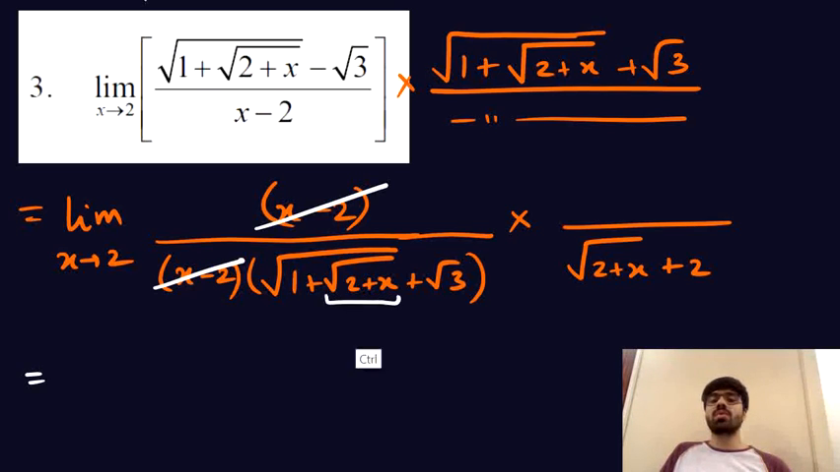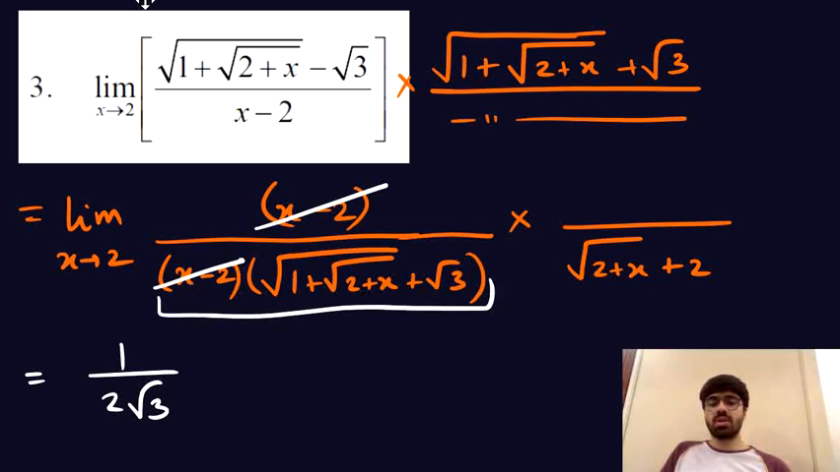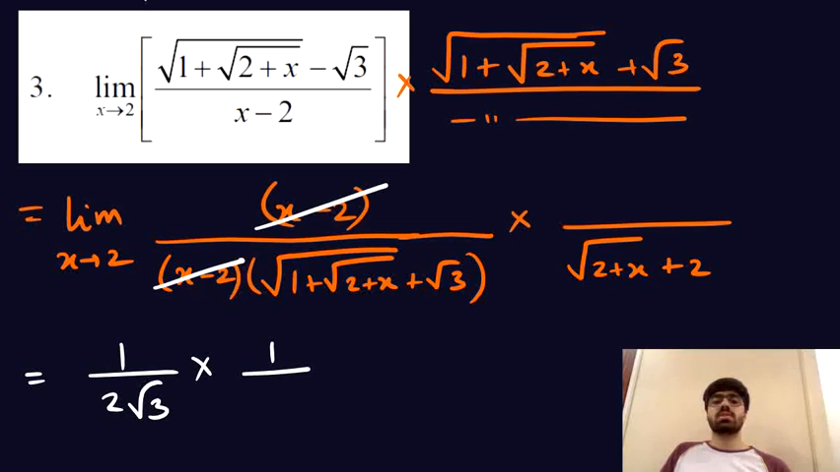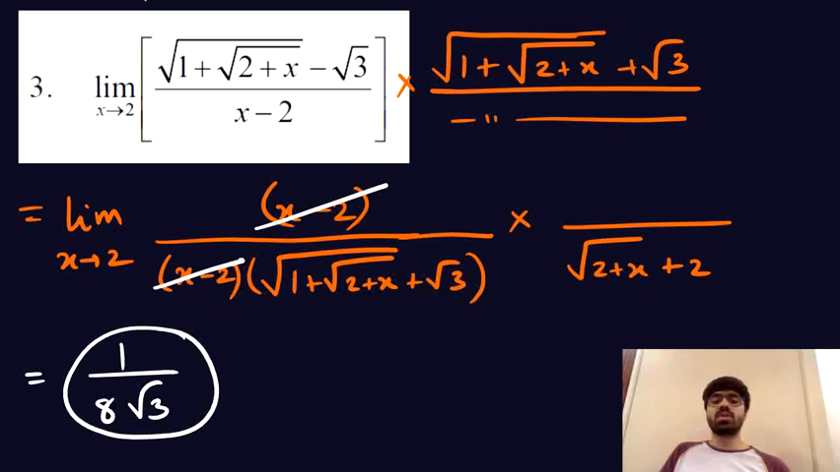That root 4 will be equal to 2, and 1 plus 2 will be equal to root 3. So we have 1 upon root 3 plus root 3, that is 1 upon 2 root 3 as the value of this entire expression. Multiply that further with 1 upon this expression, that is, when you put x as 2, that will be 2 plus 2, which is 4, root 4 will be 2, and 2 plus 2 will be 4 again. So 1 upon 4 and the 2 here gets multiplied giving you 8. So 1 upon 8 root 3 is the final value for the third expression.